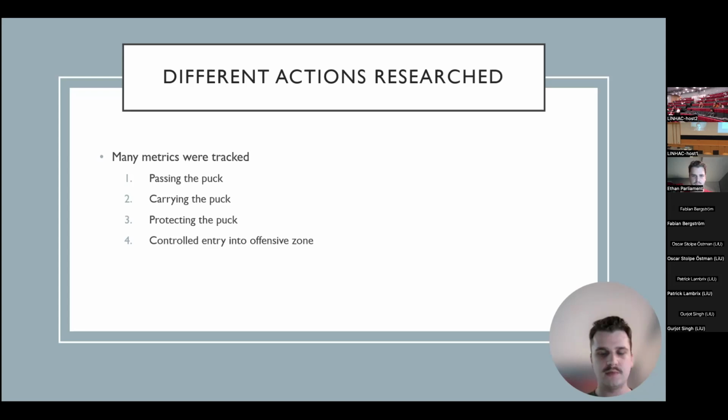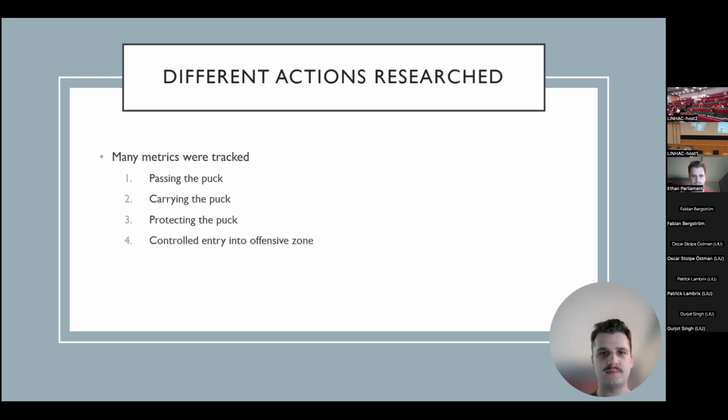When it comes to looking at the different actions that the players took, there were many different actions. We decided to take the four most common ones in order to have enough data points. The four main ones are passing the puck, carrying the puck, protecting the puck, or making an entry into the offensive zone.